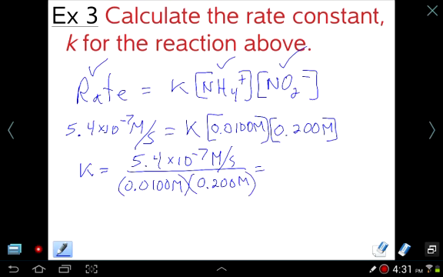And if we plug all these together, we should get an answer. So let's go ahead and work this out. 5.4 divided by, and we should get ourselves a number that looks like this, 0.00027. This is our rate constant. Now, in addition to the number, we also want to keep the units.